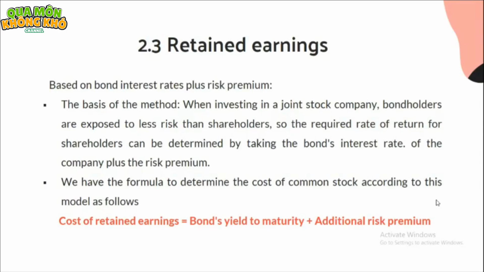And the method of this is that the bondholders are exposed to less risk than shareholders, so the required rate of return for shareholders can be determined by taking the bond interest rate of the company plus the risk premium. And as you can see in the red line, the cost of retained earnings equals yield to maturity plus additional risk premium.